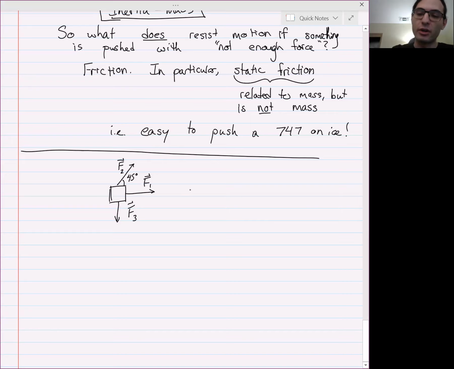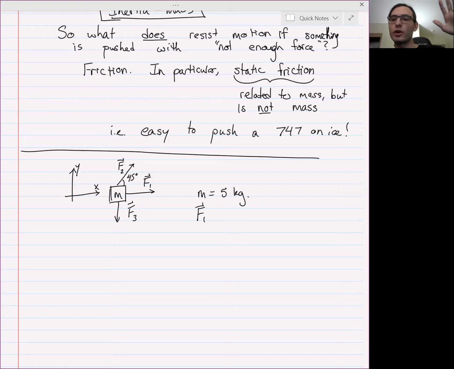And let's say that the mass is 5 kilograms. Let's draw some axes. This will be the x-axis, this will be the y-axis, so then we can write out our vectors. This is just some random example. I've just given you a free body diagram with the forces, and we're going to compute the acceleration on this object.